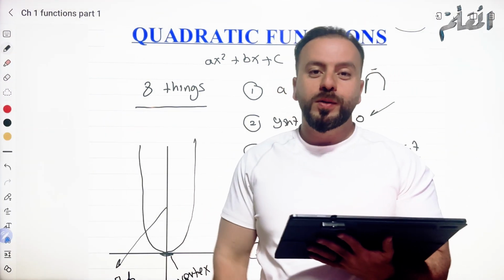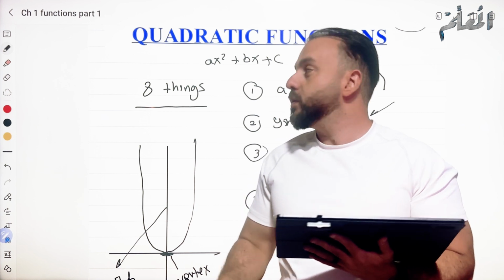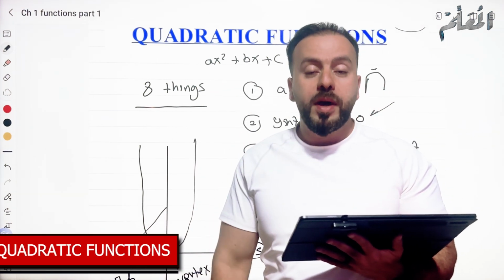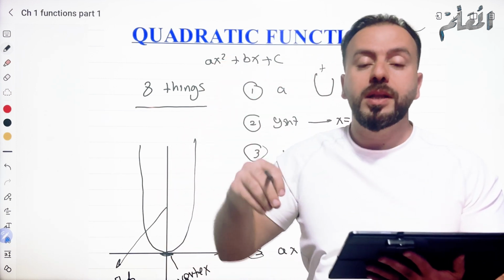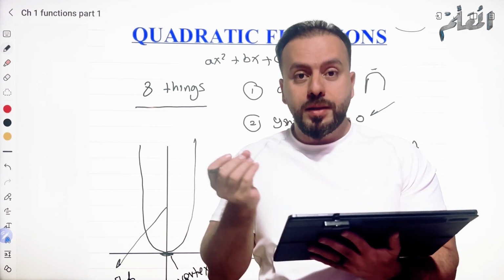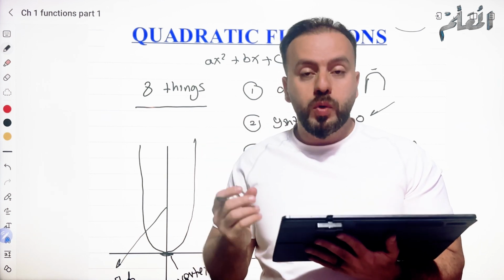Hello everyone, today we'll continue the parent function. Today we'll talk about quadratic function. Okay, this is part 4, parent function, quadratic function. Today specifically we'll explain quadratic function deeply and understand how we can solve the questions in M2.